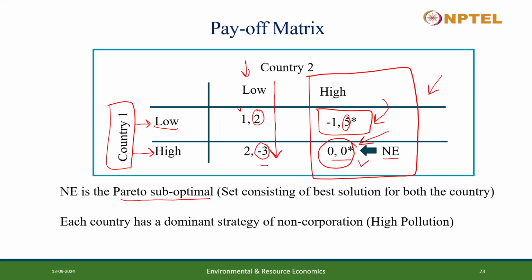So not any one of them tries to reduce the pollution. So we can say that each country has a dominant strategy of non-cooperation, that is, high pollution. So that is what we have come across from this payoff matrix.